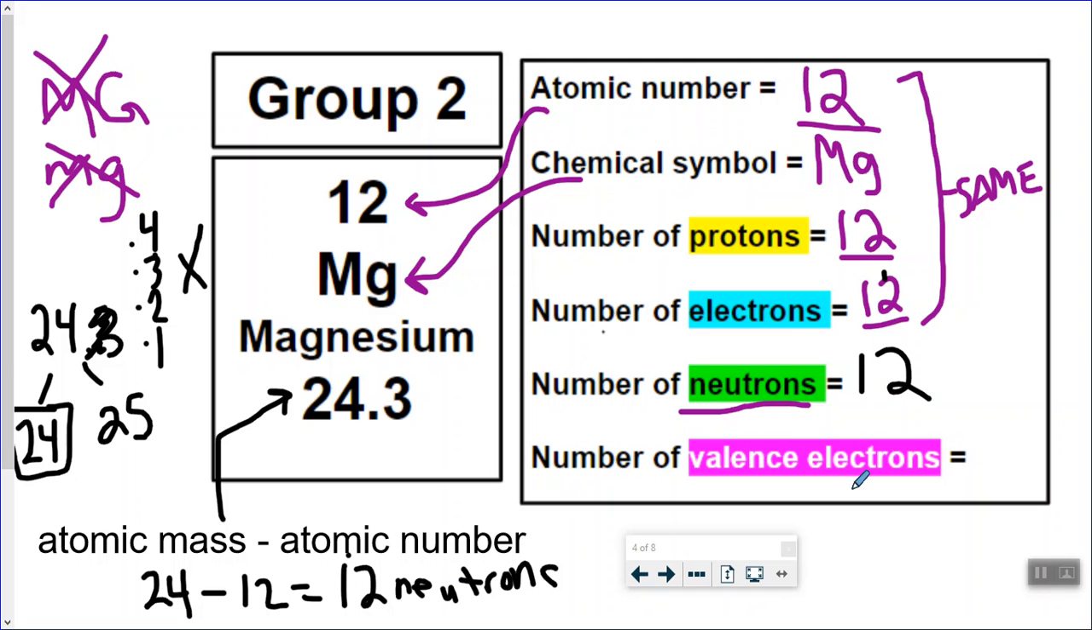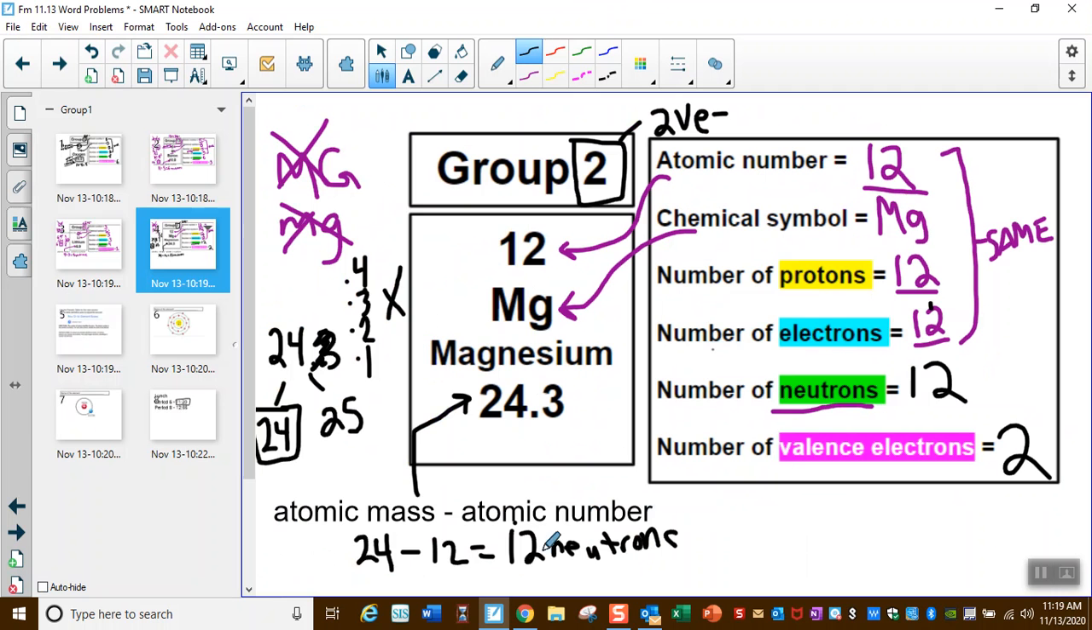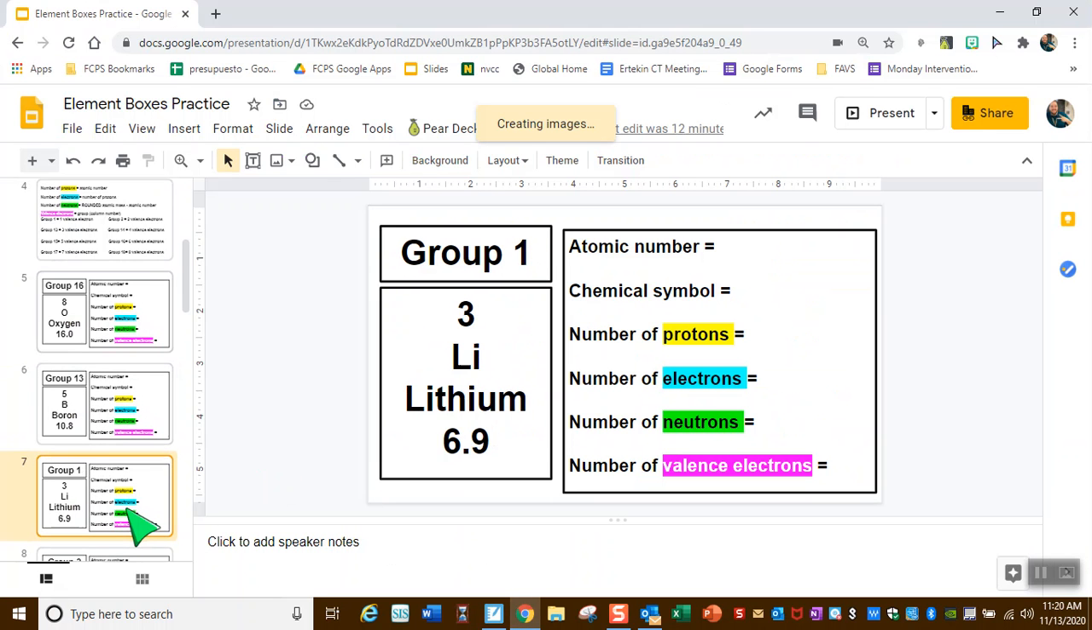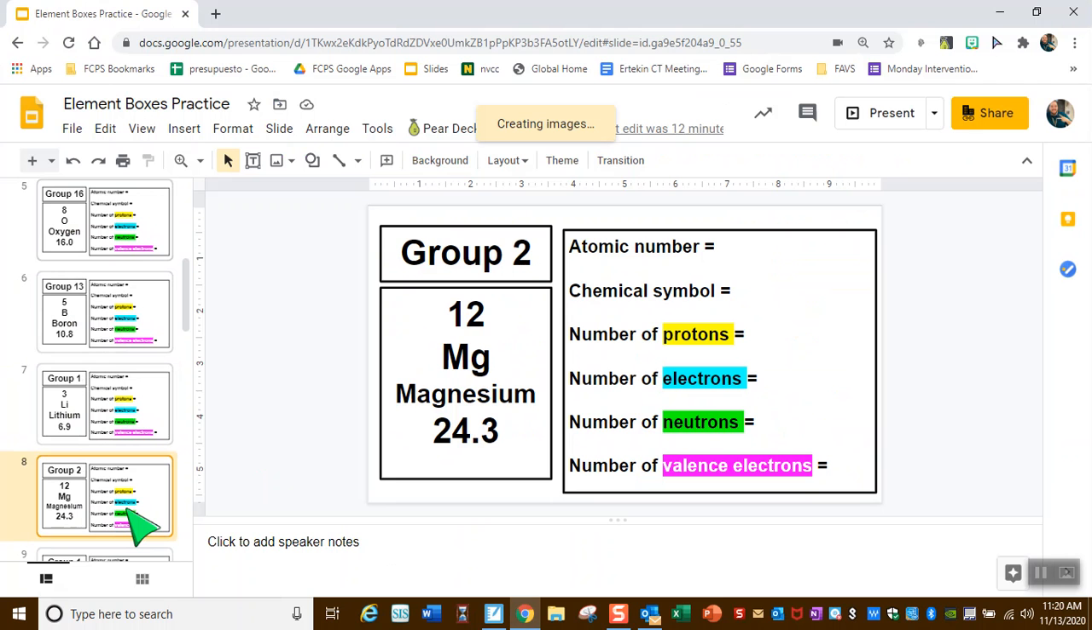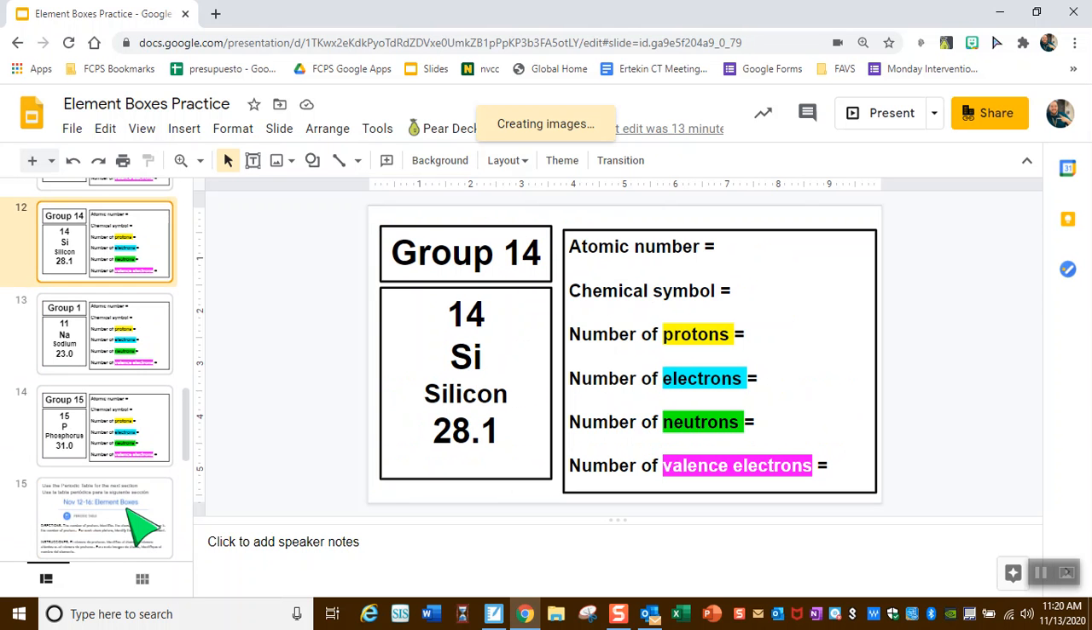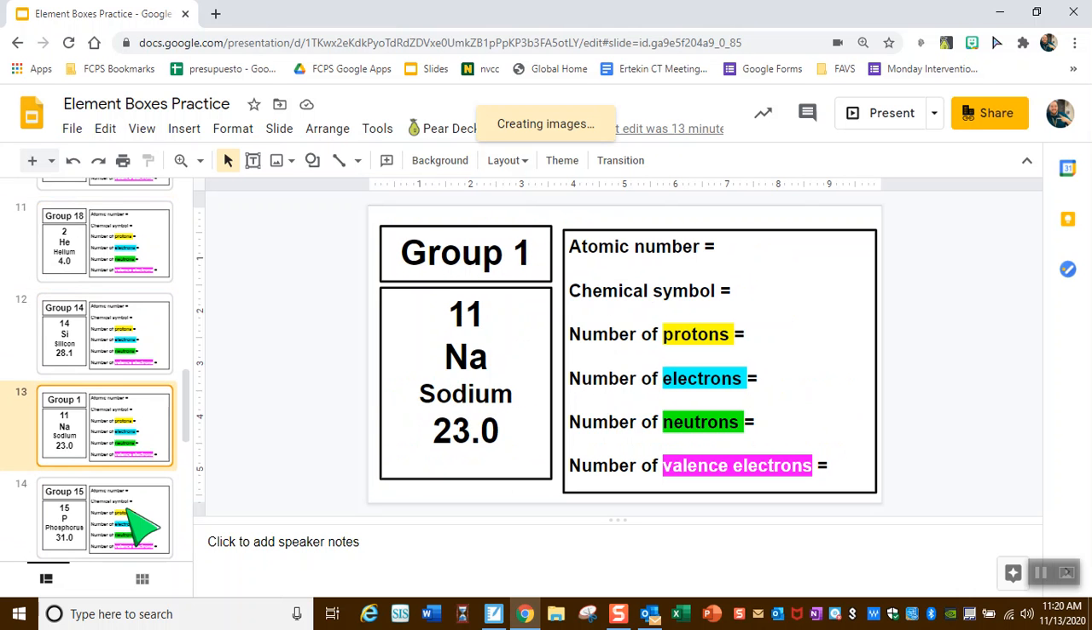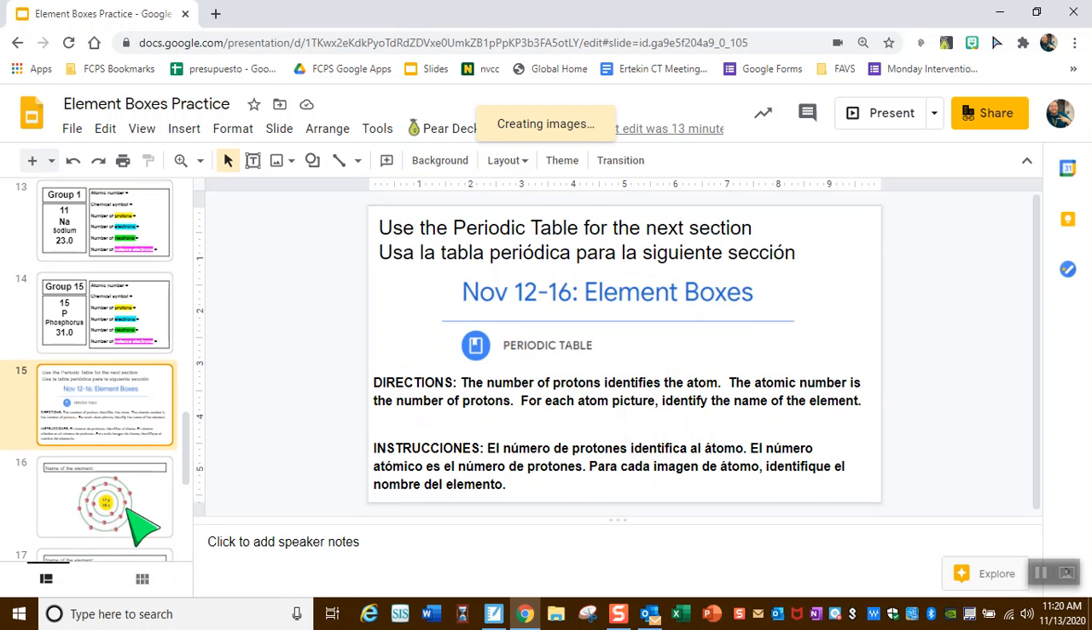Number of valence electrons. This is in group 2. That means it has 2 valence electrons. So let's put a 2 here. Okay, so that's all I'm going to do. We did oxygen, boron, lithium, and magnesium. Now you guys can do the potassium, fluorine, helium, silicon, sodium, and phosphorus. Ya hicimos 4 juntos. Pueden hacer los demás solitos. But let me show you how to do this real quick. Déjenme enseñarles cómo hacer esto.